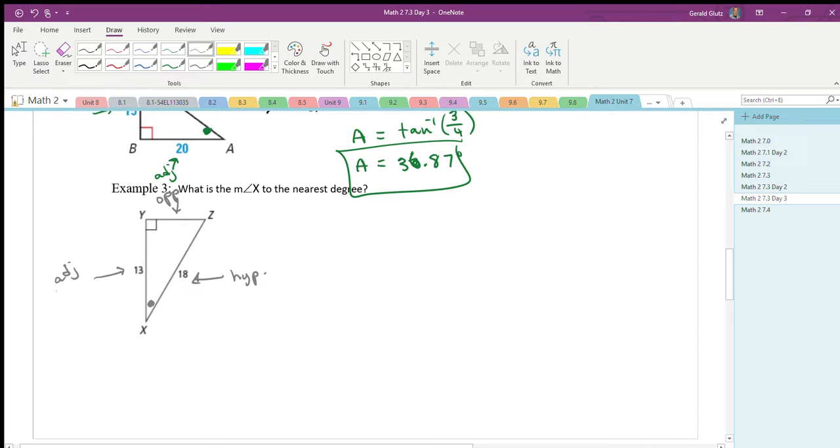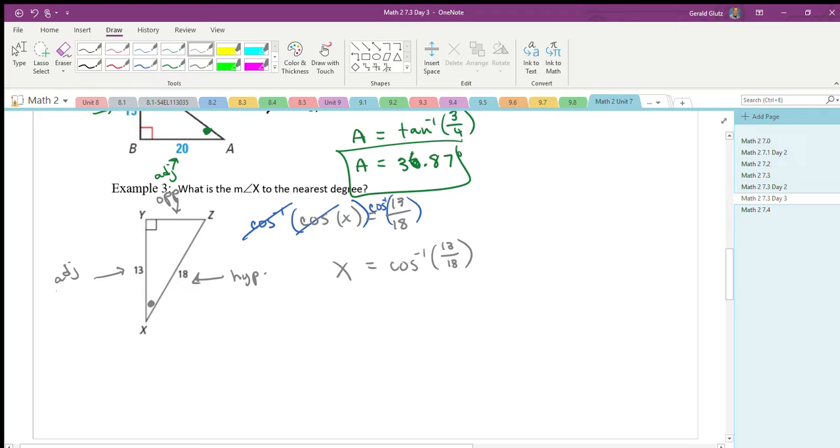So if you think of SOHCAHTOA, which one uses an A and an H? That would be cosine, or CAH. So the cosine of x equals the adjacent divided by the hypotenuse. So 13 divided by 18. So we are trying to solve for x. So I got to get rid of this cosine. To get rid of cosine, take the inverse cosine of both sides. Cosine inverse and cosine cancel each other out. So I'm left with just x on the left side, which is what I want. And then on the right side, I have inverse cosine of 13 over 18.